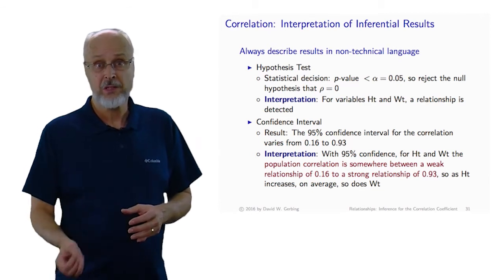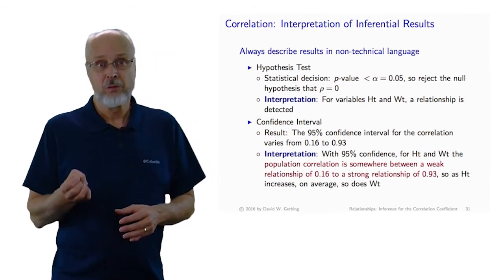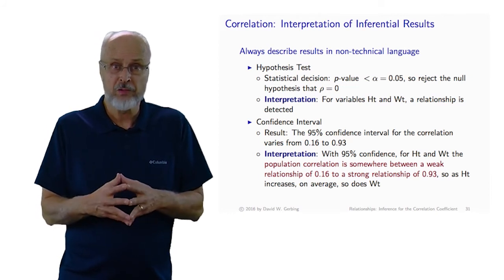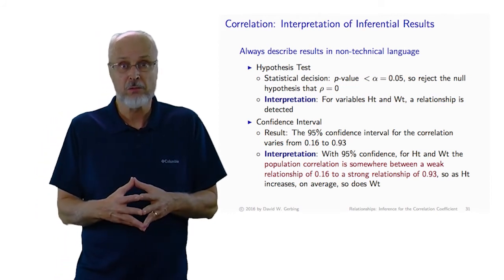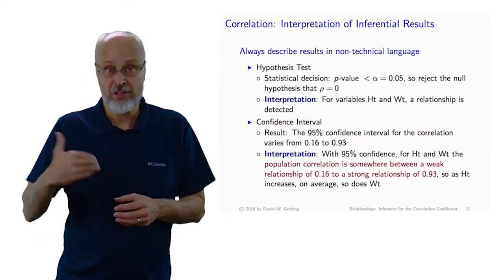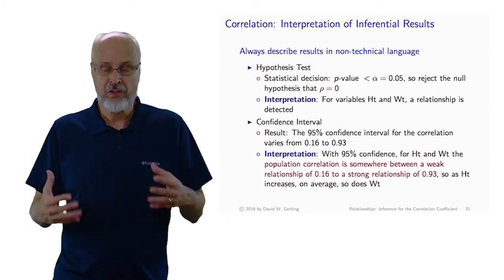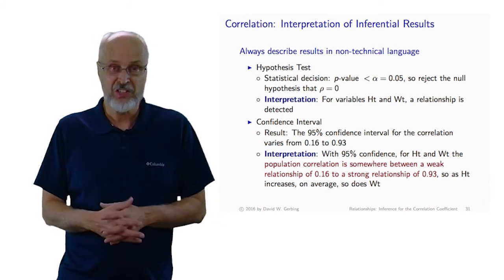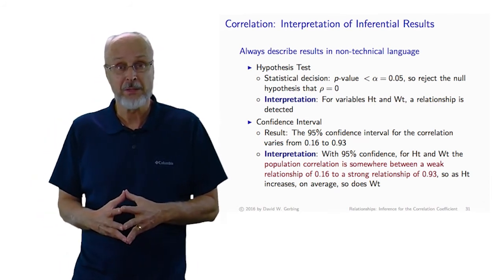But with 95% confidence, then, we conclude that the population correlation is somewhere between a weak value of 0.16 and a potentially very strong relationship of 0.93. So it still is true that as height increases on average, so does weight, but this small sample size doesn't allow us much more precision than just a very general kind of statement here.